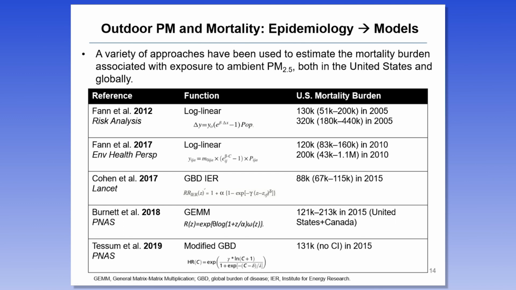We couldn't find just the United States alone, but of those two countries, the U.S. makes up about 90% of the population, so you can imagine these are pretty close to U.S. only, or maybe subtract 10 or 15% or so. And they estimated somewhere between 120 and 210 or so thousand deaths associated with ambient PM2.5 exposure in the U.S. and Canada, which is a little bit higher than the previous study.